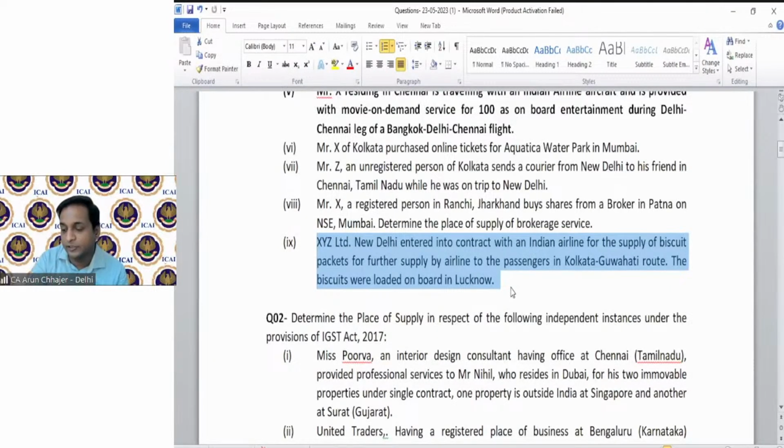I hope it is clear to all. Kindly confirm. Now, our case study number 1 is complete. We'll move to another practical problem. Very nice. Very nice, Sriram.